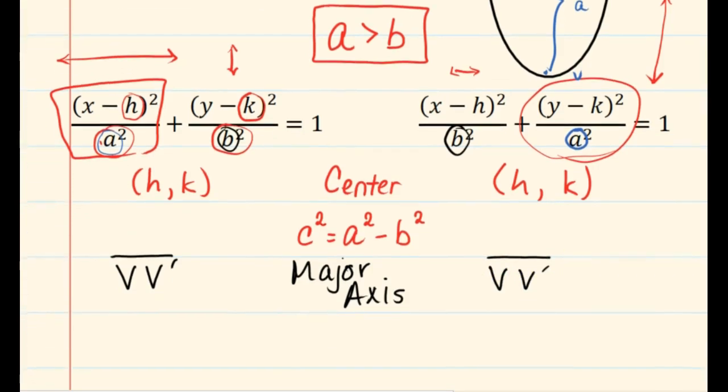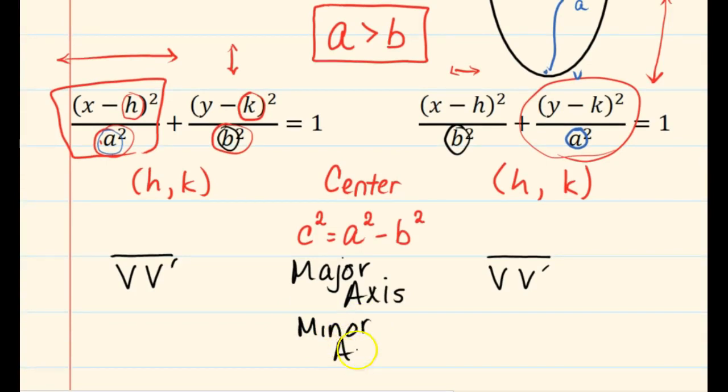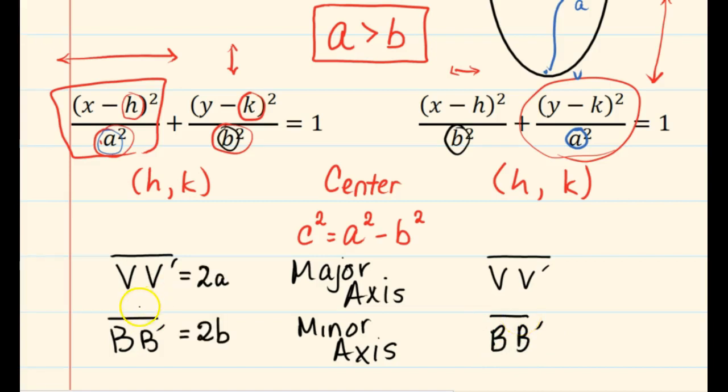We also have a minor axis. That minor axis is going to be from B to B prime. Notice it will be smaller than the major one all the time, and that's the same for both of them. The distance of the major axis is going to be 2a, and the distance for the minor axis is going to be 2b. That's true for both ellipses. So I'll write that down here.